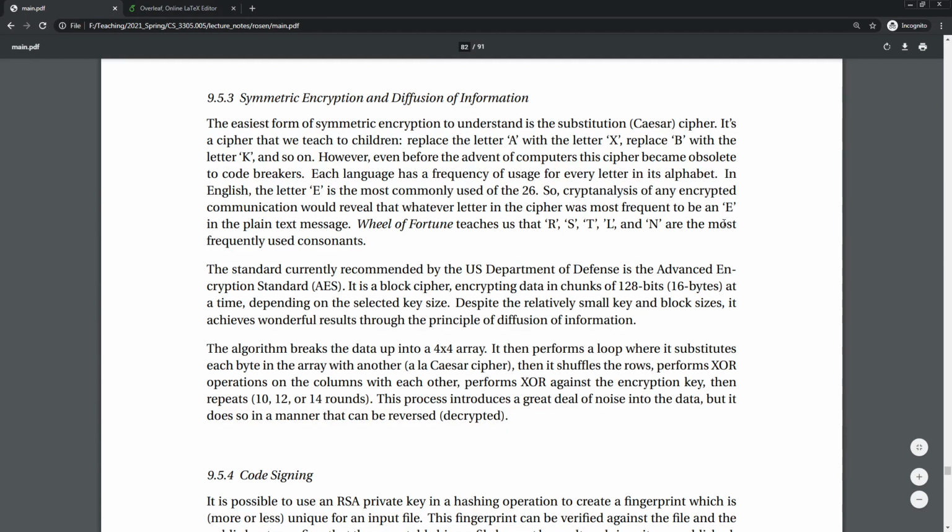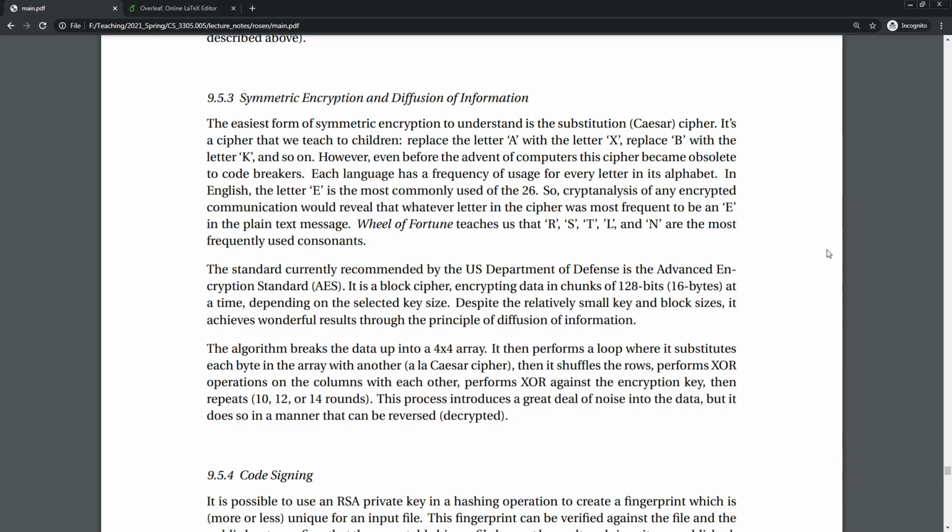Okay. So then symmetric encryption and diffusion of information. Symmetric encryption relies on both sides having the same key. So if you are visiting some website and you perform the key exchange, then you are using symmetric encryption for most of the traffic. It's just that initial handshake where you agree on some secret to use to encrypt and decrypt the data that you use asymmetric encryption. But the rest of it is symmetric.